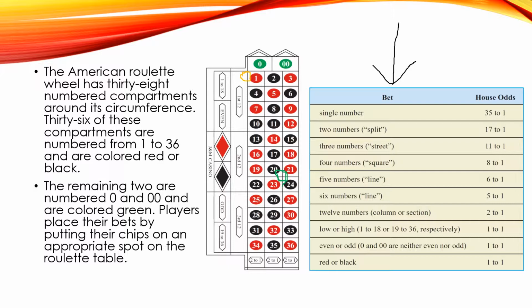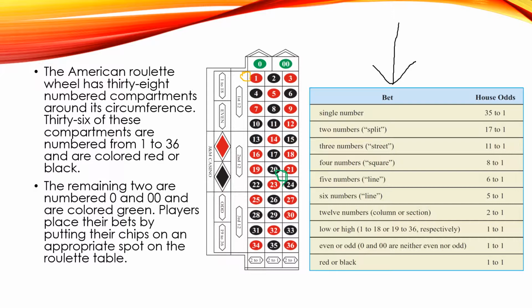Here we have 2 bets that are called the same thing. We have a 5-number line and a 6-number line. If they do this on your homework, they'll always be sure to specify, like, this is a 5-number line or a 6-number line. I'm not sure about where you put the chips on those. For the 12 numbers, that's where you're betting on an entire column or a section. You can see as we go through this list, the house odds are going down. That means that you are going to make less money off of the bets that are at the bottom of this list.